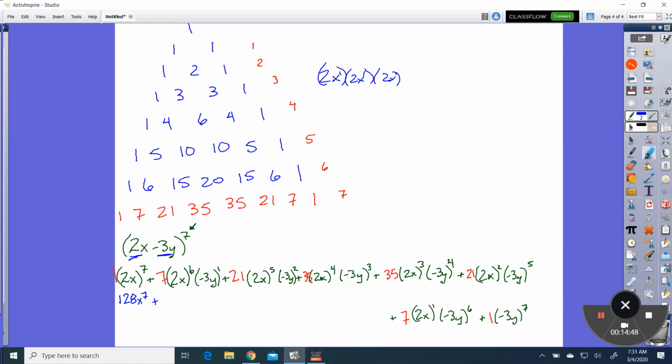So the x number is 448. Do you do like 7 times 2 first? If I were doing it in my calculator, I'd go 7 times 2 to the 6th times negative 3. I would just type it in the calculator just like that. So 7 times 2 to the 6th times... Yeah, that's right. So negative 1,344 x to the 6th, y to the 1st.